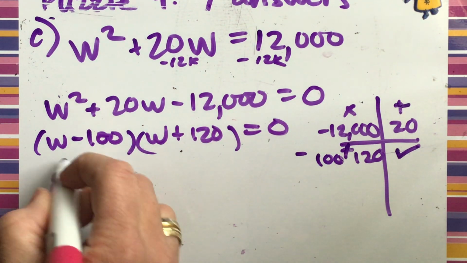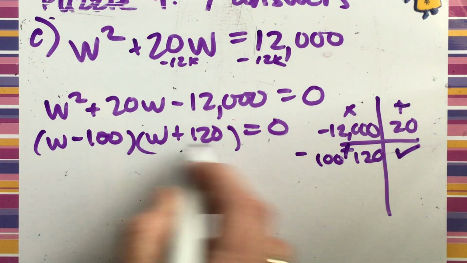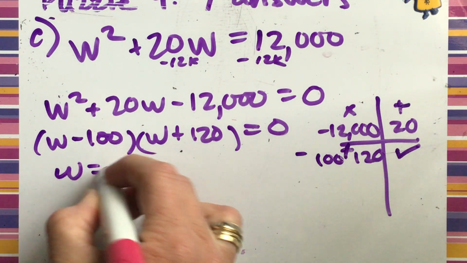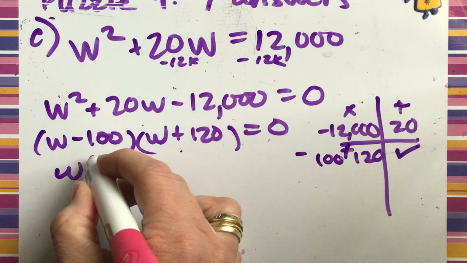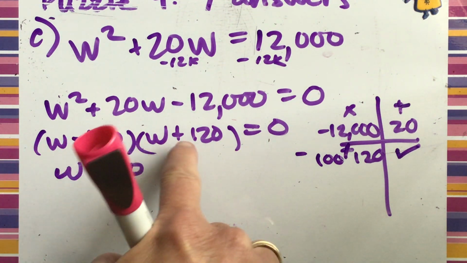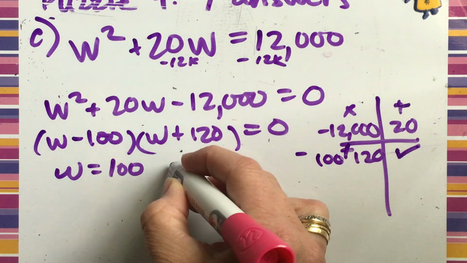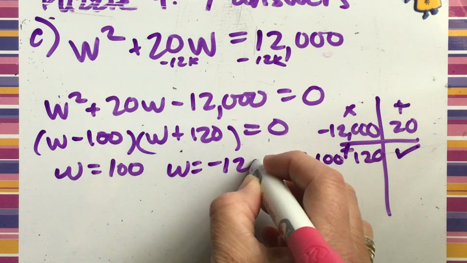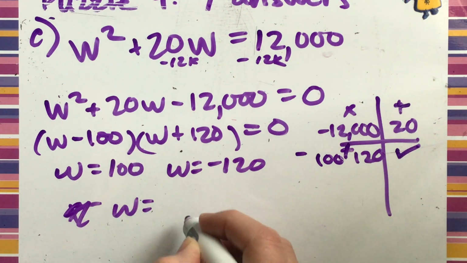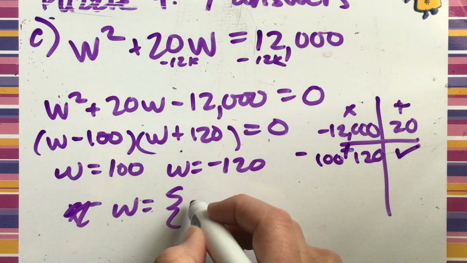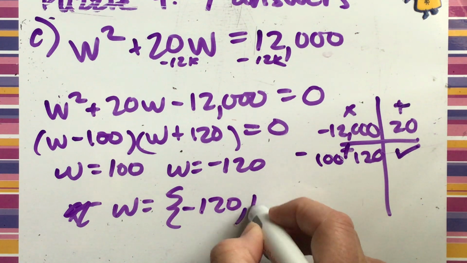And I'm going to start taking some shortcuts. So I could set these equal to 0, but I already know that my two solutions are going to be 100, because it's always going to be the opposite of your factor, and W is going to equal negative 120. I always want to do X though, is negative 120 and 100.